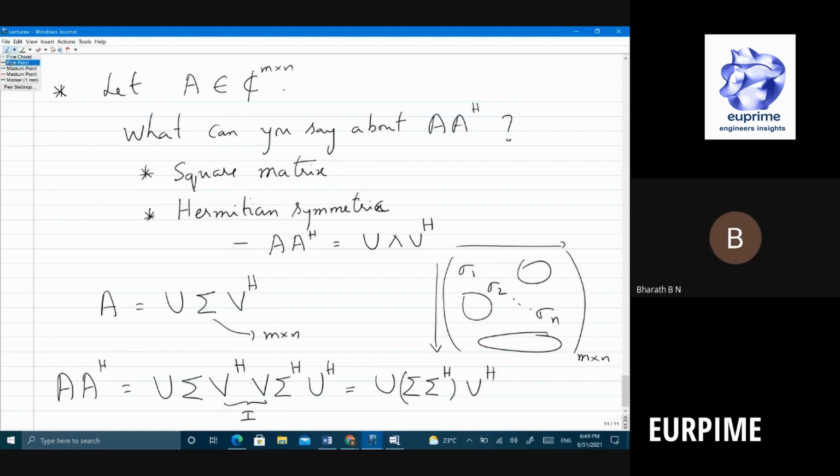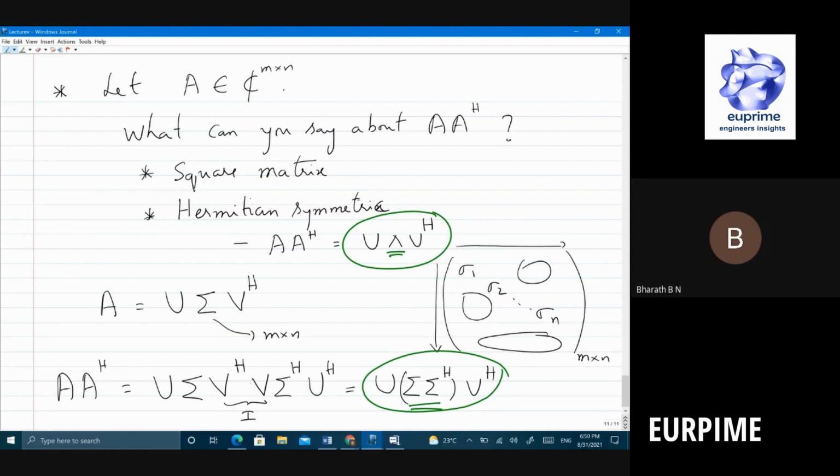Now, if you compare this with this, what can you say? The U that you have here in singular value decomposition is the U that you have for the eigenvalue decomposition of A Hermitian, right? So what's there in the diagonal here? It's a diagonal matrix, lambda, m cross m. The diagonal entries are the eigenvalues. But what do you have here? They are sigma 1 squared, sigma 2 squared, sigma 3 squared, and so on. So the squares of the singular values will be the eigenvalues of A Hermitian. Squares of the singular values of A will be equal to the eigenvalues of A Hermitian.